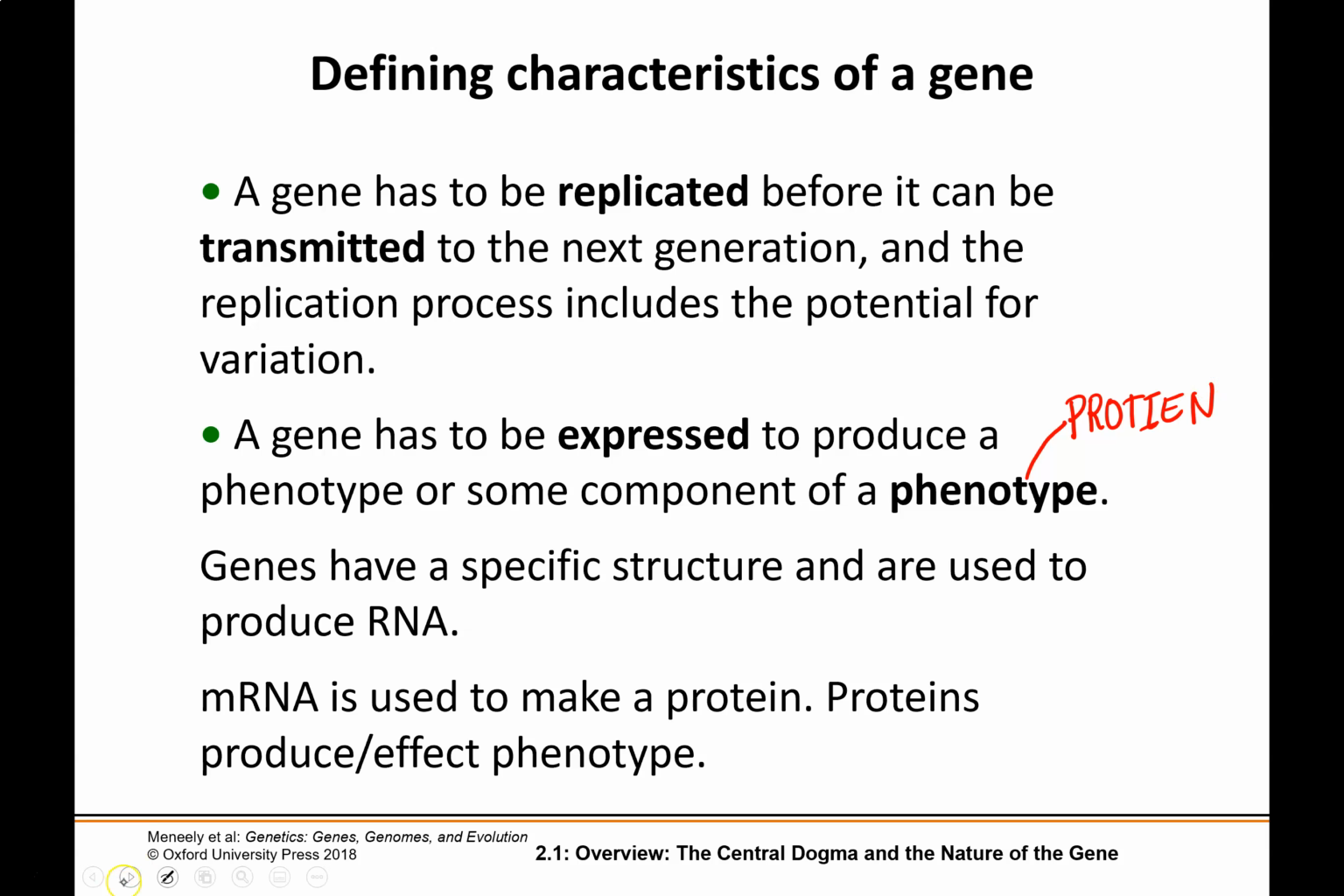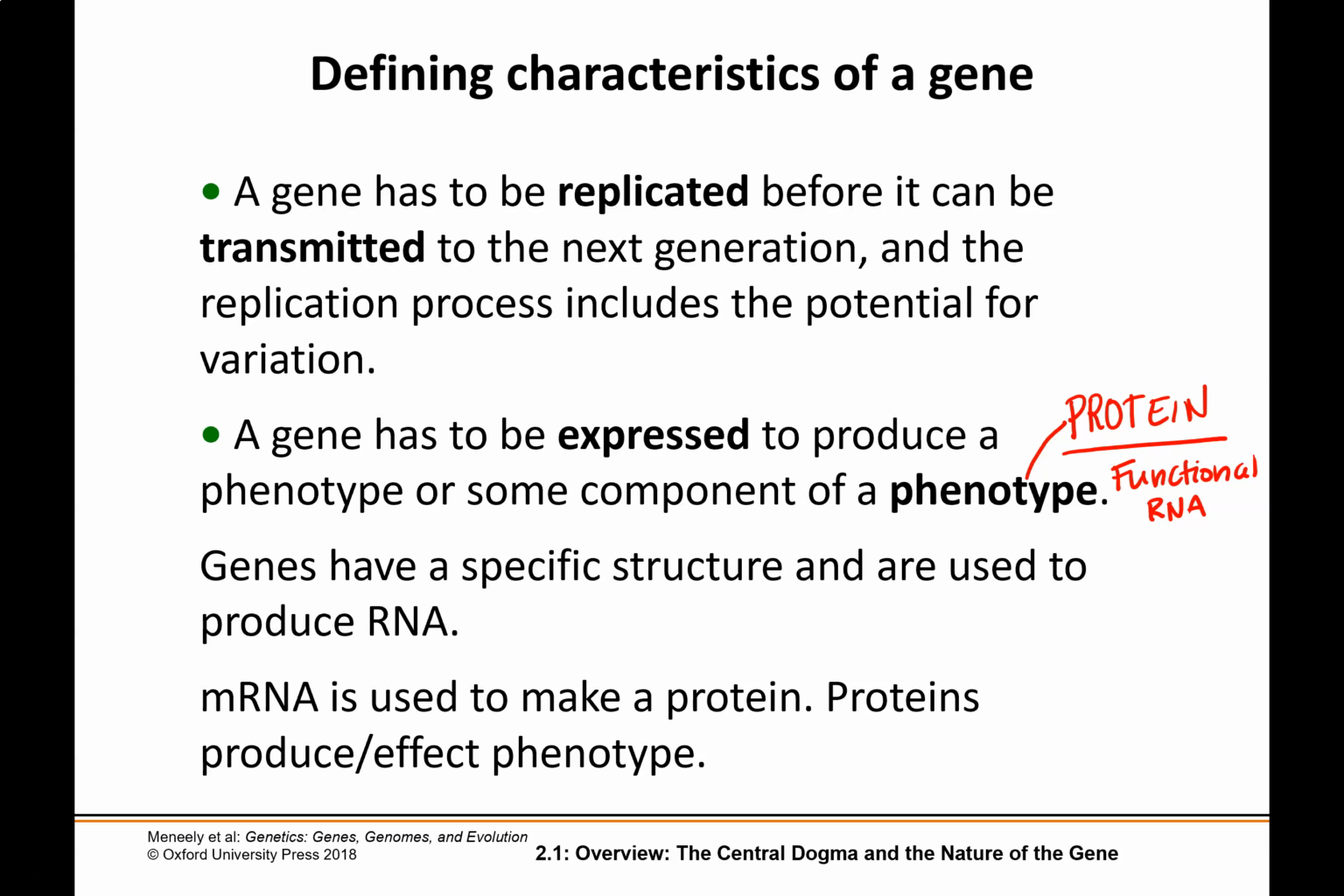I just spelled that wrong. There we go, protein. We can also, though, produce what we call functional RNA molecules, and these are molecules that have a job within the cell, and the RNA molecule itself is the phenotype because it is doing some sort of activity within the cell.